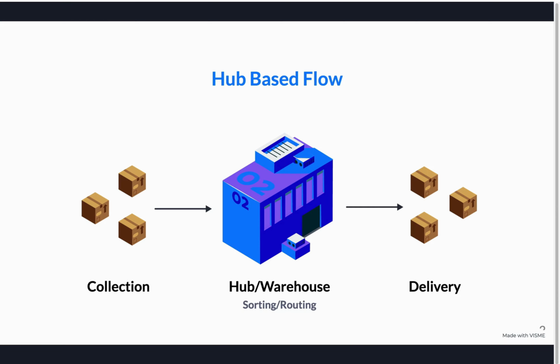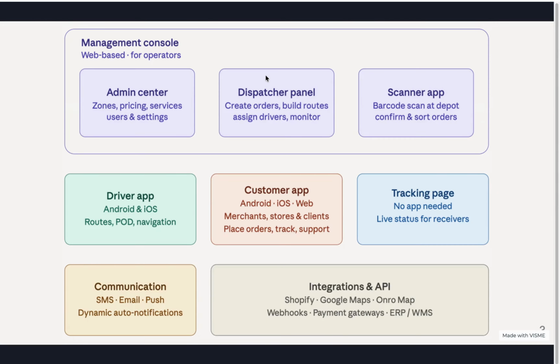Now let's look at different Onro components. Onro technology comes with a management console that has the admin center for zoning, pricing, managing services, users, and so on. Another component is the dispatcher panel for managing orders, making routes, assignments, monitoring, and so on. And a mobile application called the scanner app for depot operation, sorting, inbound scan, and much more functionality.